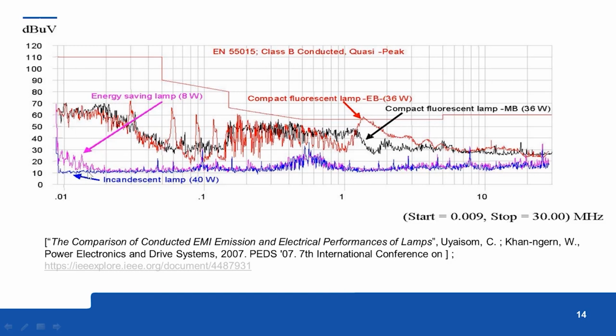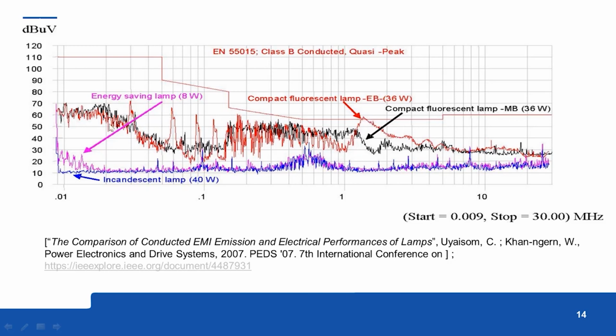So these are the normal incandescent lamp, 40 watt. You can see the noise. Then you have this energy saving lamp, 8 watt, and the noise produced by that. Then you have these compact fluorescent lamps, 36 watts. And this also is another compact fluorescent lamp, another make. So you can see that depending upon the make, you can have many different types of noises.